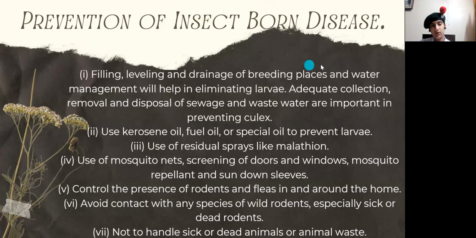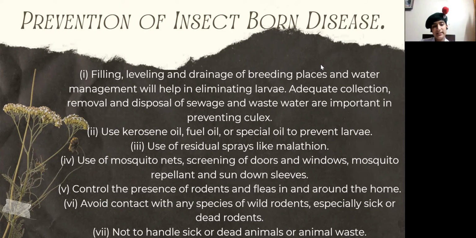Breeding places and water management will help in eliminating larvae. Adequate collection, removal, and disposal of sewage and wastewater are important in preventing pellets. Second, use kerosene oil, fuel oil, or special oil to prevent larvae. Third, use of residual sprays like malathion.